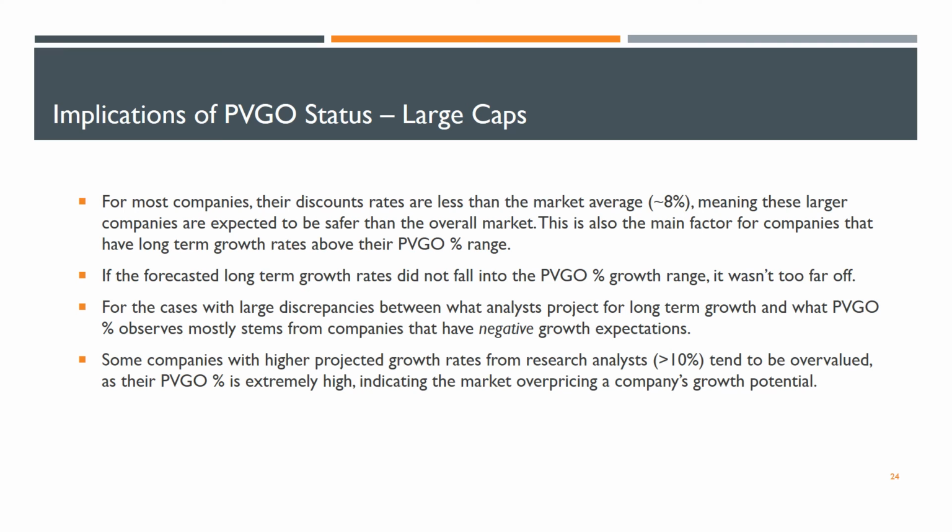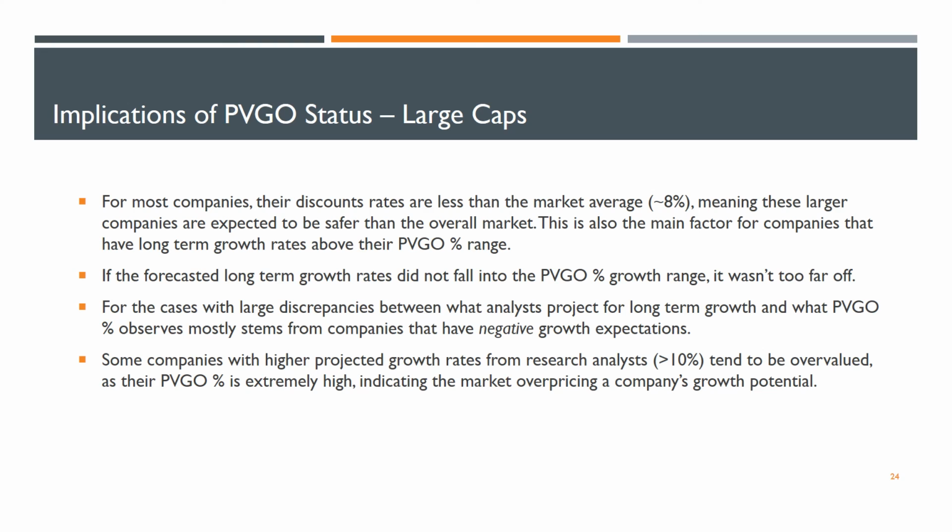The cases with large discrepancies between what analysts project for long-term growth and what the PVGO percentage implies mostly stem from companies that have negative growth expectations. If a company's projected 5-year annual growth is only like 1%, or not even a full percentage, maybe 50 basis points, that's what they're really saying: we don't expect this company to grow. We're just throwing a number out there. We're expecting things to go downhill. And that's what the PVGO percentage sometimes pushes out. That's what's baked into the market, although research analysts might think a different scenario.